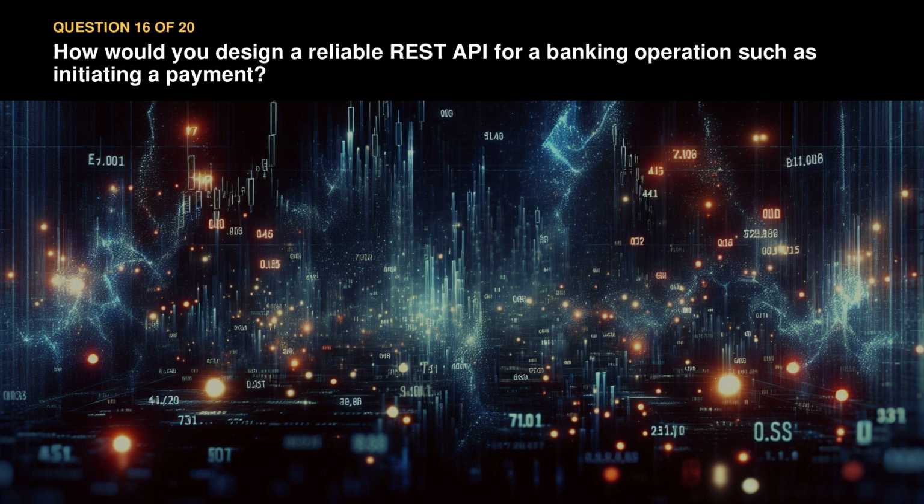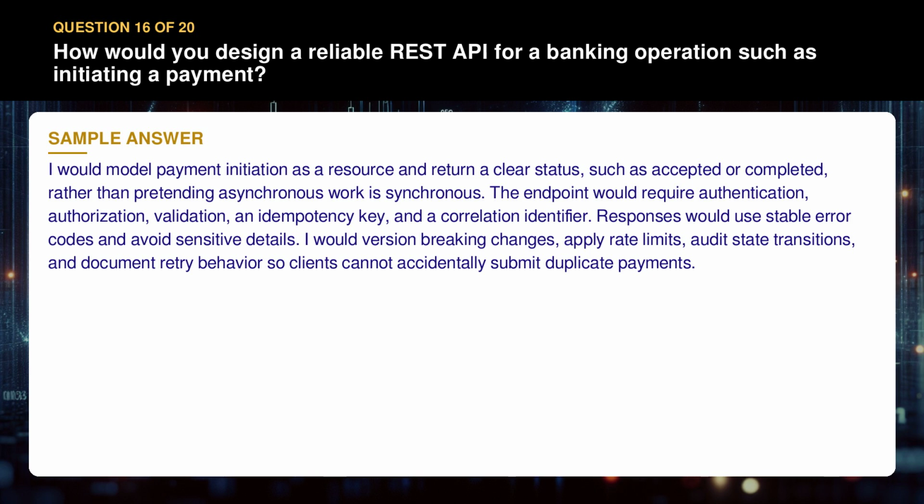Question 16. How would you design a reliable REST API for a banking operation such as initiating a payment? I would model payment initiation as a resource and return a clear status, such as accepted or completed, rather than pretending asynchronous work is synchronous.